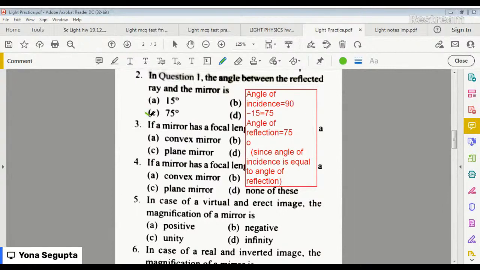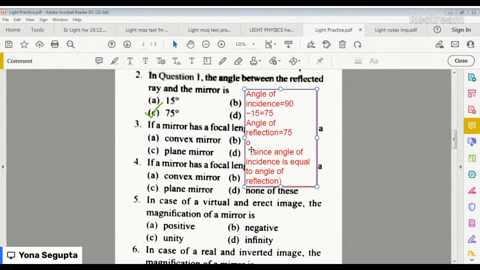It is 75. Number C. Again, I'm explaining. So it ends here that the angle of incidence is 75 degrees. How is it 75 degrees? By 90 minus 15. Okay, so it is 75 degrees, and the angle of incidence is equal to the angle of reflection, and it is equal to 75 degrees. So both are 75 degrees.